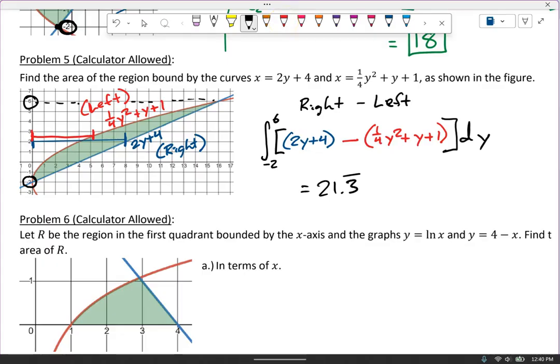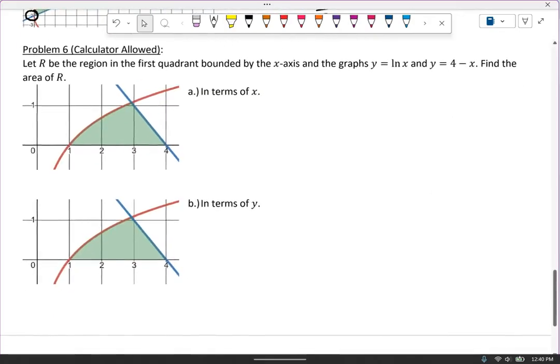All right, so what we are doing now is problem number 6. This is also calculator-allowed, so have your calculator. Let R be the region in the first quadrant bound by our x-axis, natural log of x, and 4 minus x. Find the area of R. So we're going to do this twice. First, we're going to do it in terms of x. Then we're going to do it in terms of y and see, do we get the same result?